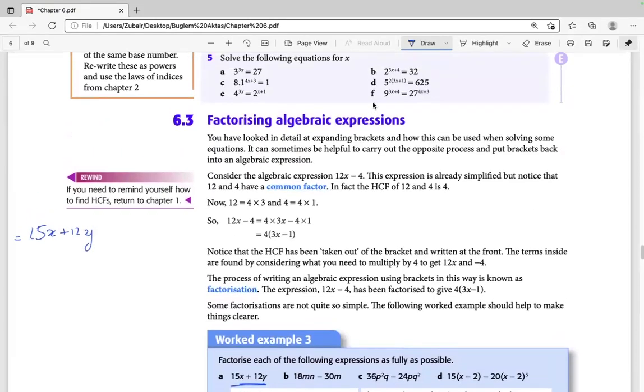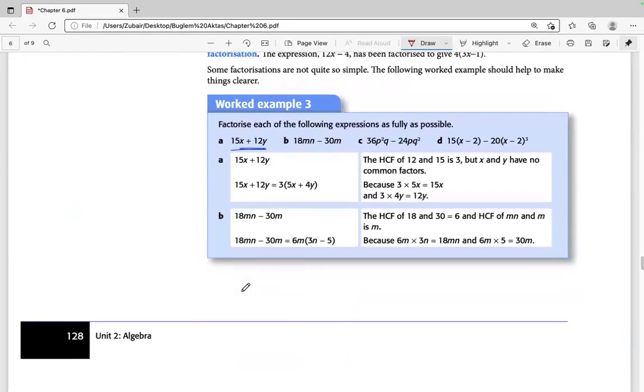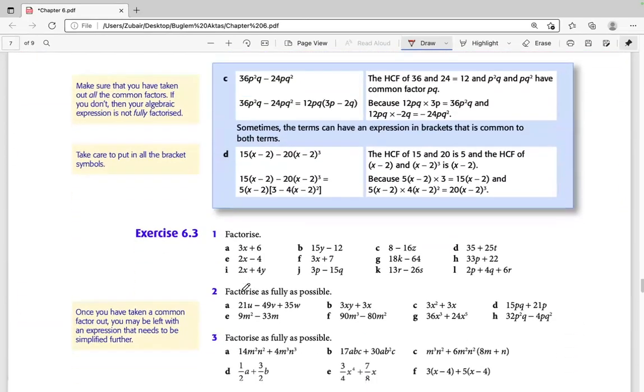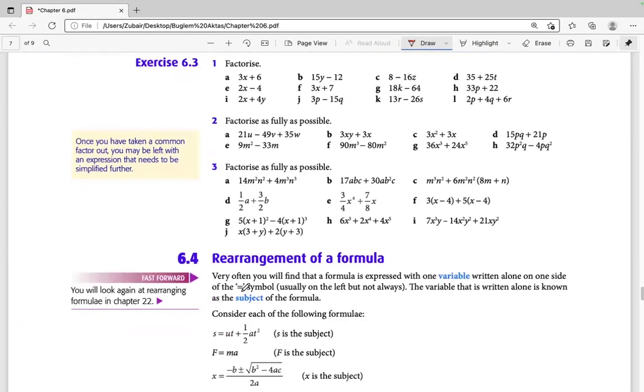Which number do you think goes for both of them? 3. So 3, 5 times is 15 and 3, 4 times is 12. Now this 5x plus 4y has nothing in common. So this is being factorized completely. Okay. Basic exercise, basic numbers. When I just look at the first one, I can clearly see it as 3. That would be 3 into x plus 2.